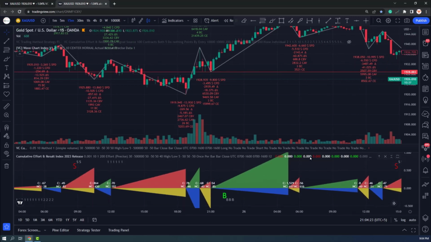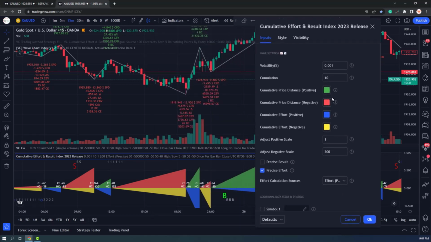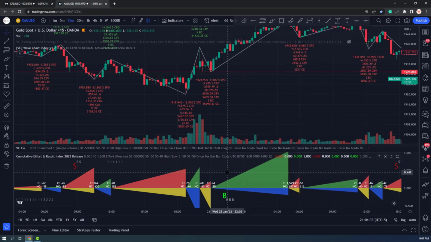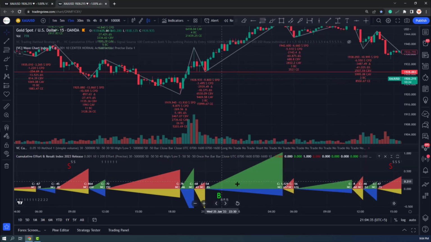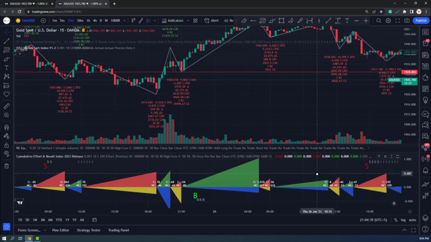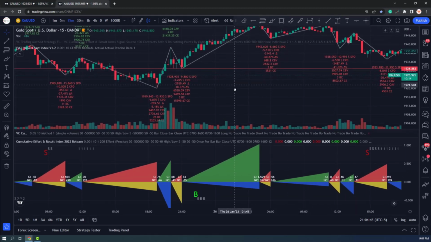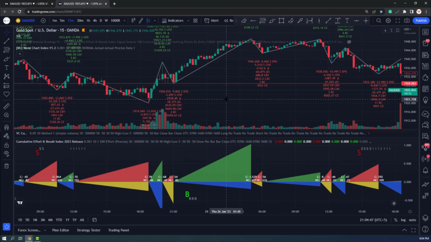Okay. You can change this color as well according to your preference. You see here, you can always change here. These are the colors. Okay. Let's dive deep into this indicator, this tool, and see how it can give you an extra edge over the other players of the market.